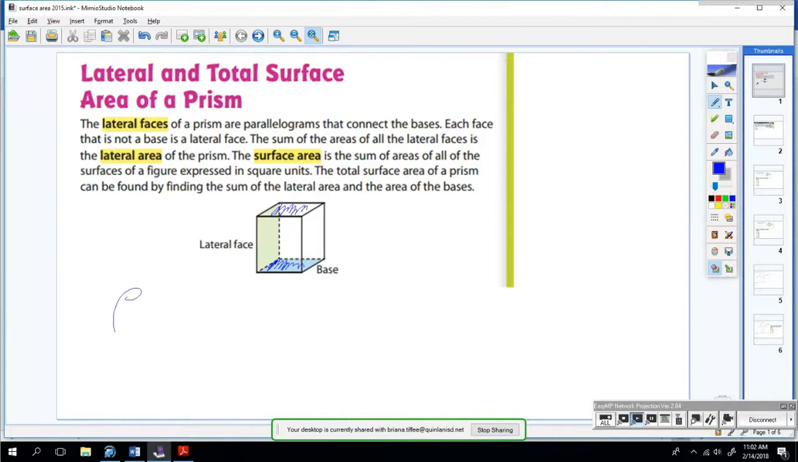So a prism has two bases. A pyramid has one. So let's do a problem.